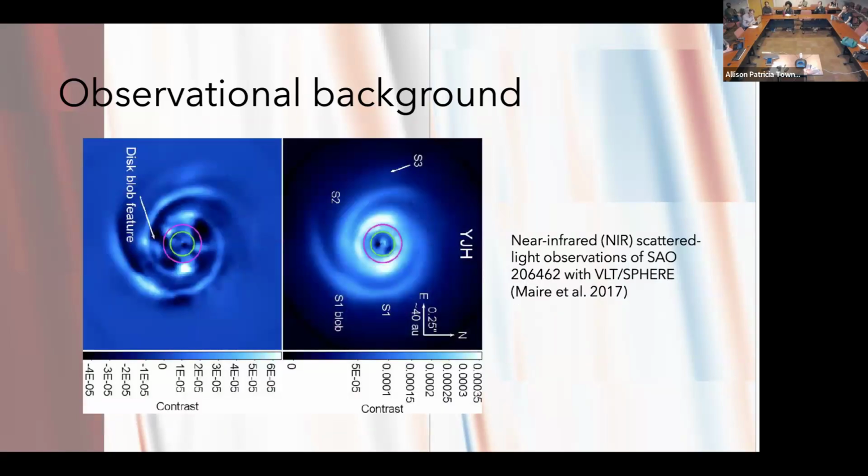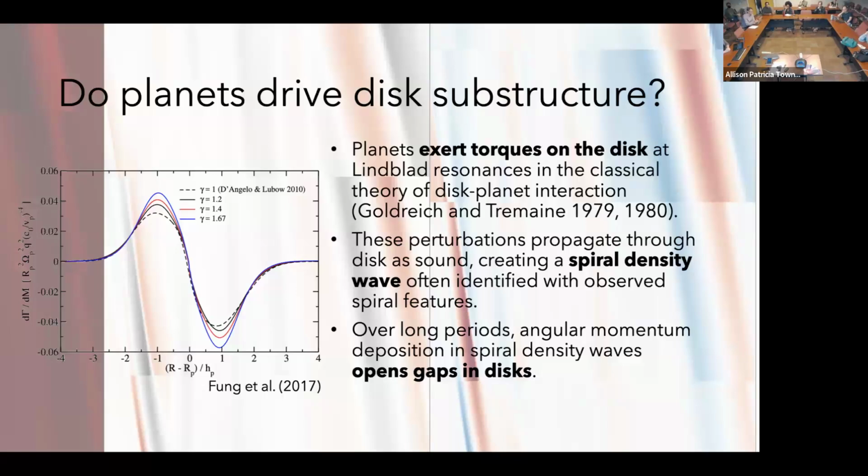And now turning our attention to a different waveband, near-infrared scattered light, observed, for instance, with VLT SPHERE or with Gemini, you can see observations of SAO 206462, HD something something telephone directory. You can see there are these clear two-armed spirals, and such features have also been observed in many other systems. For instance, MWC 758. Now, in connection with these, there's been a program of theoretical research going back decades, which suggests that substructures, such as those I mentioned, are the result of disk-planet interaction.